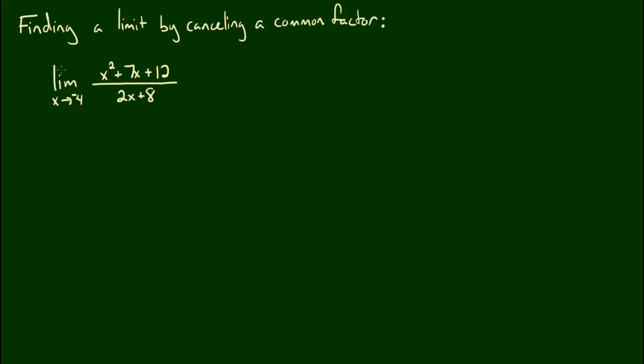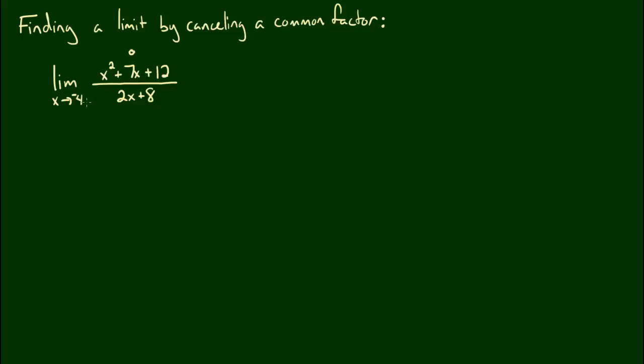Right now we're taking a look at the limit of this function as x approaches -4. So when we try to put a -4 into this function, hoping the limit laws are going to work, we end up getting -4 squared, which is 16. This is going to be minus 28, and then plus 12. All of that adds to 0. So in the numerator, we get 0.